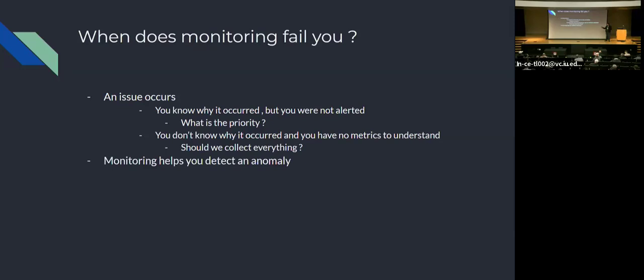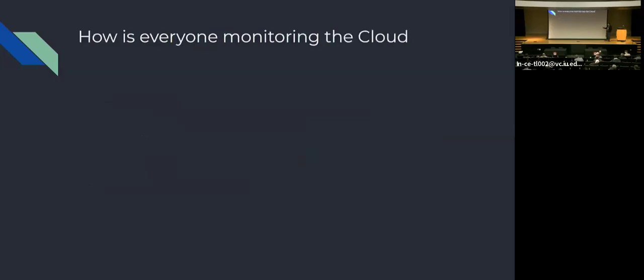So monitoring allows you to detect an anomaly within your environment, but it doesn't specifically allow you to get the cause. So when you're specifying what metrics to collect, you need to focus also on which metrics you need to get the cause, not only the anomaly, and then to be able to put measures in place to prevent this anomaly from happening. So this probably is the most important slide here.